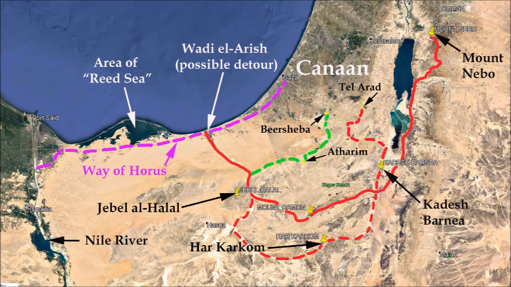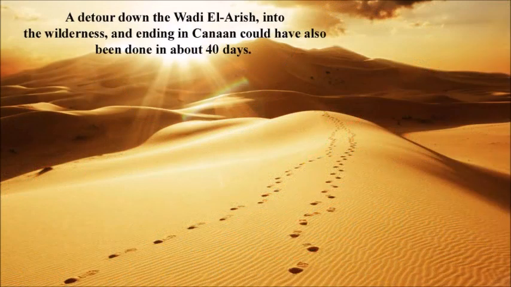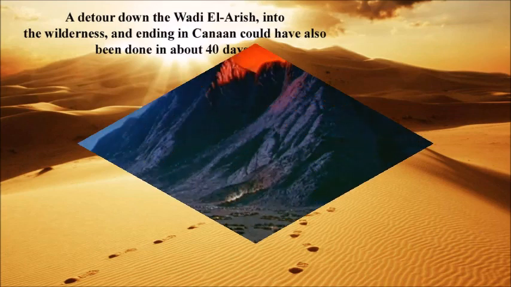This map shows several possible paths the Israelites may have taken after taking a detour at the wadi. Some of these routes, especially the one in green, which avoids most of the mountains and leads to Beersheba, could also have been completed in about 40 days. The hiking hours per day along this path would have only been about 3 hours per day, and this route would have been the most logical because it was the easiest.